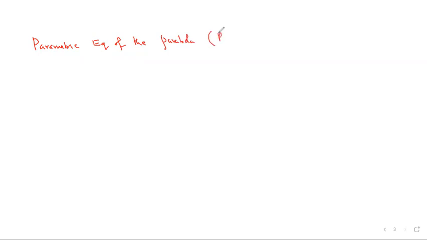Or parametric point. Both mean the same thing. Equation will say x equal to. Parametric point means we'll write the coordinate.